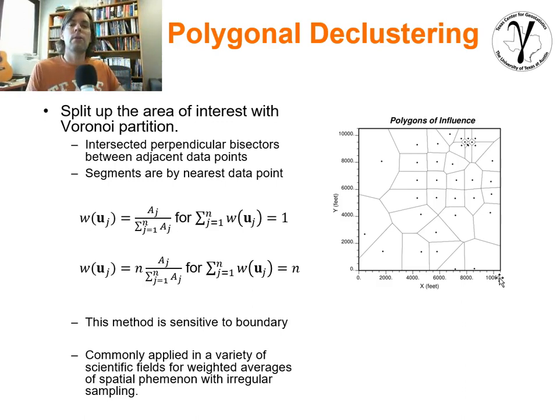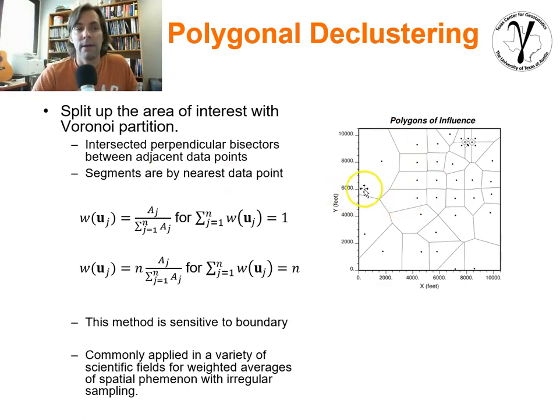What do we do with polygonal-based declustering? We're going to split the area of interest with Voronoi partitioning, a tessellation, in fact. And so we break up the area of interest into these polygons. Now, how do we formulate those polygons? We intersect perpendicular bisectors between all the adjacent data. So we have adjacent data, perpendicular bisector, adjacent data, perpendicular bisector, and so forth. And you intersect them and you will get these polygons.